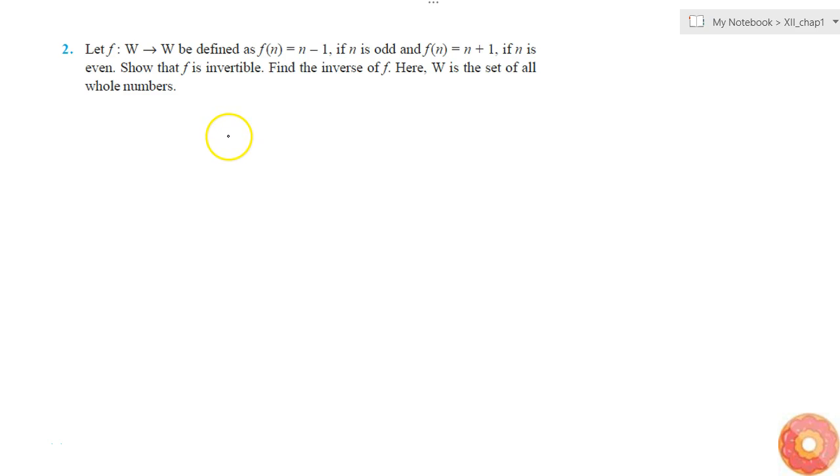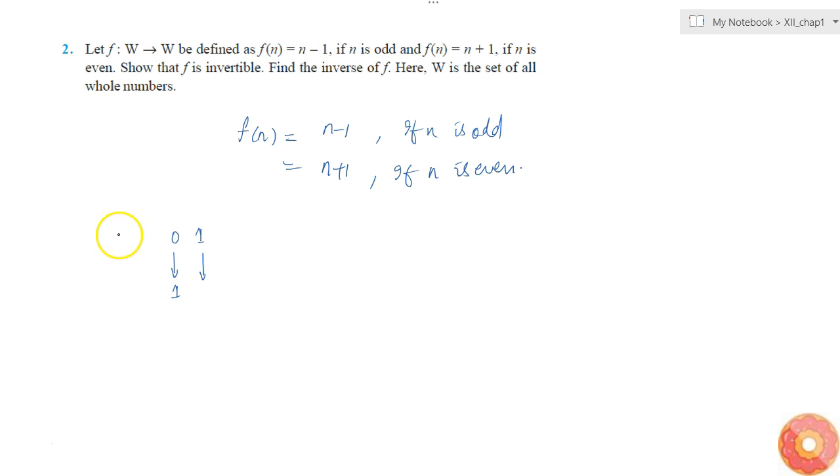f is a function mapping from W to W defined as f of n equal to n minus 1 if n is odd, and equal to n plus 1 if n is even. So that means if we start from 0, for 0 it will be n plus 1, which is 1. For 1 it's... this is the input n value and this is the output f of n value.